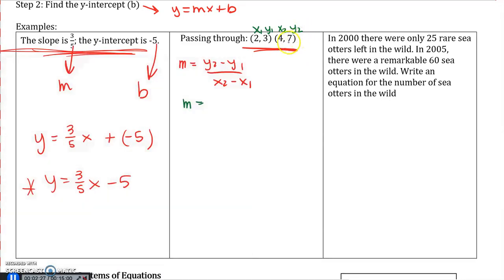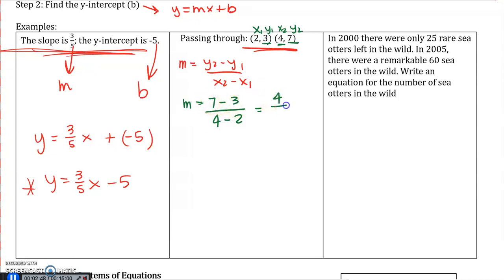I have y2, which I have labeled 7, minus y1, which is 3. Your y's always go on top. And then you have your 4 minus your 2. It is very important that you stay consistent. So if you start with the second point on the top, you have to start with the second point on the bottom. Now do some math.